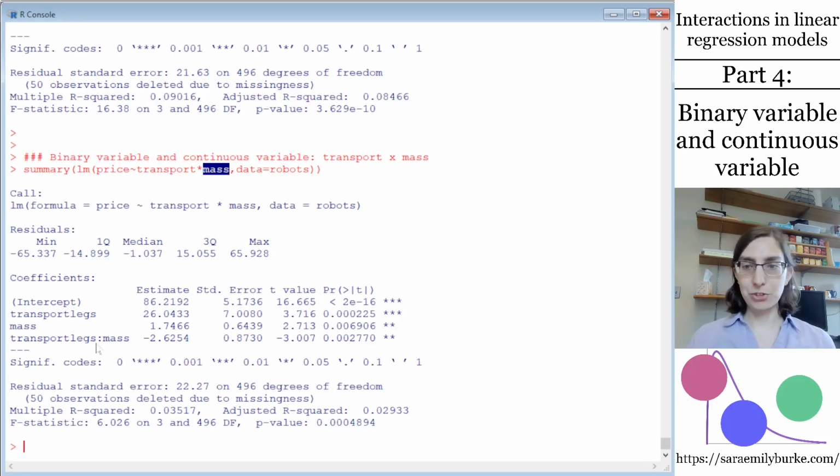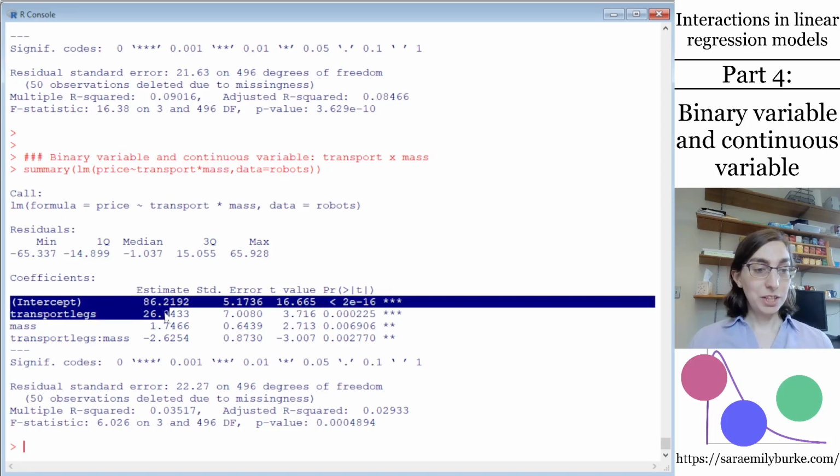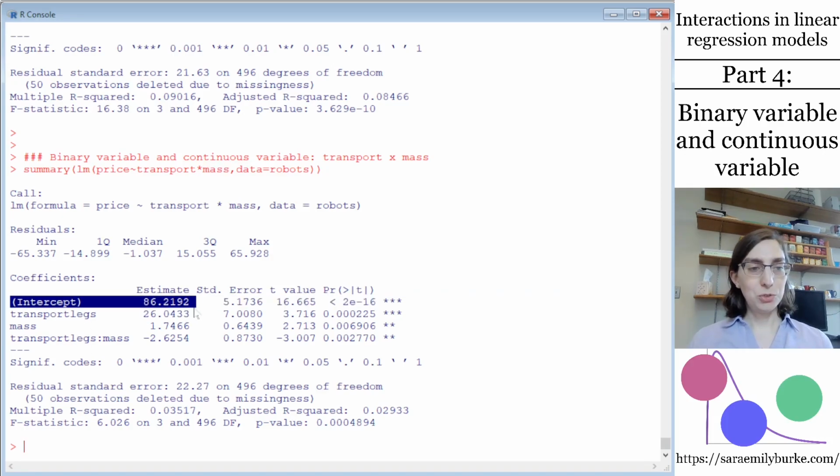And here is the regression table. The intercept, 86.22, represents the fitted value of price for robots with wheels at 0 mass. So it's not especially useful because none of our robots have close to 0 mass. But it's a starting point for the rest of the terms in the model.